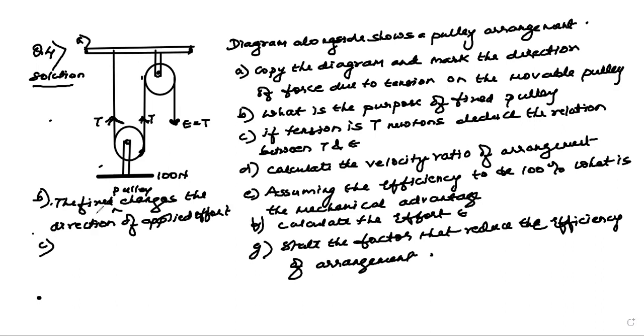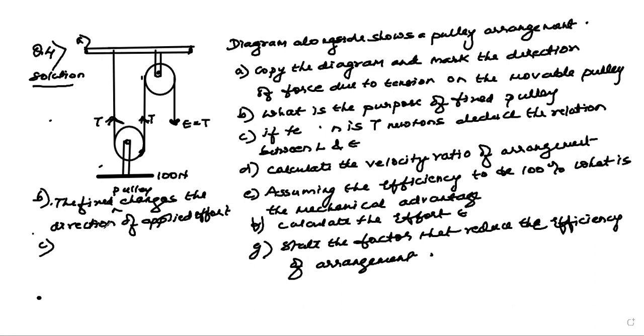Now, C part. Children, you can see here. If the tension is T newtons, deduce the relation between tension and effort E. It should not be T and E, it should be L and E. Deduce a relation between L and E. A correction: even in the paper from where I took it, it was T and E, but it should be L and E.